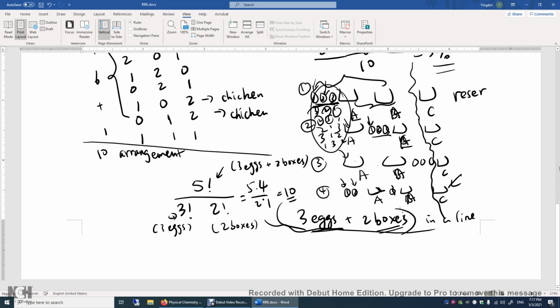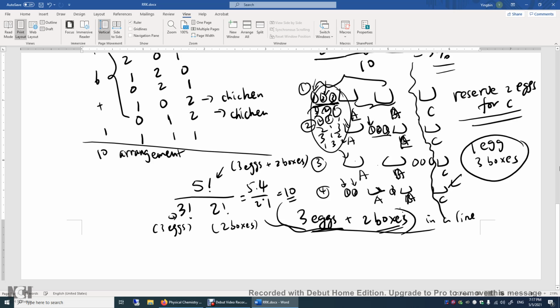Let's say we reserve 2x for C. Now, if we reserve 2x for C, we have only 1 egg and the 3 boxes. Okay? So now we have to distribute only 1 egg into the 3 boxes because 2x are already reserved for C. So now in this case, we'll use the same formula.